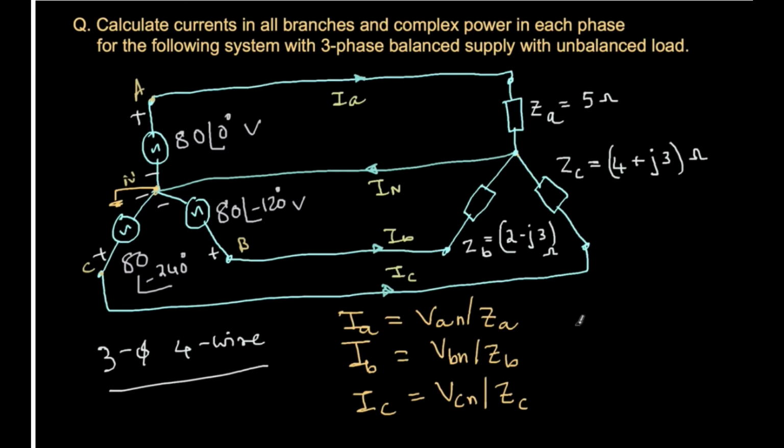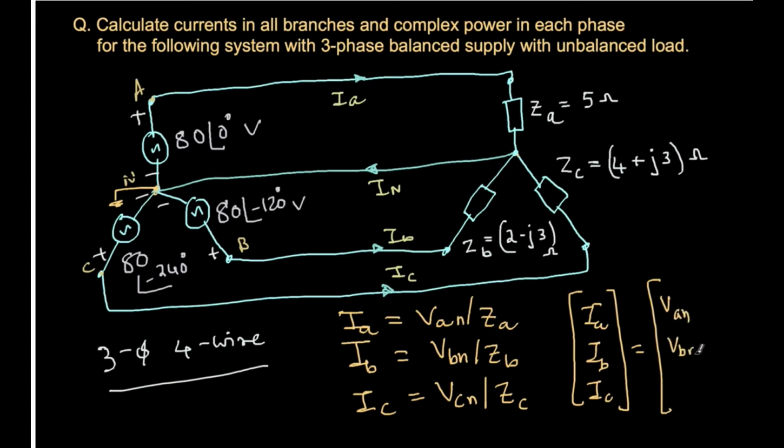You can represent this in the form of a matrix. That is IA, IB and IC. The three currents, if I represent them as a vector, are nothing but the voltage vector VAN, VBN and VCN, and this I have to divide. I'm using a dot-slash notation, that is element-wise division. For the time being, let me just use it like this with ZA, ZB and ZC. Okay, so I would like to do this calculation.